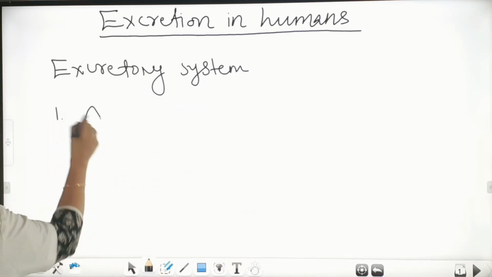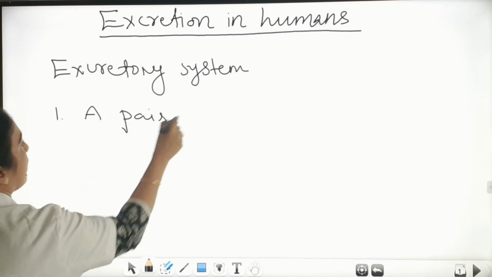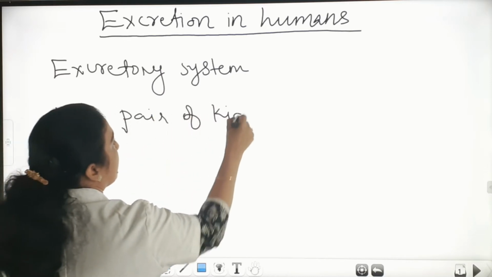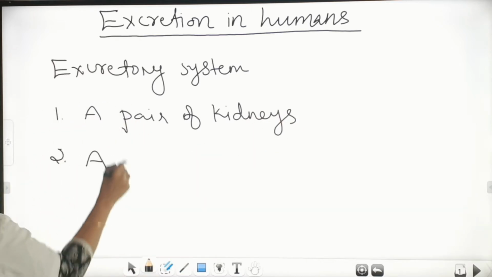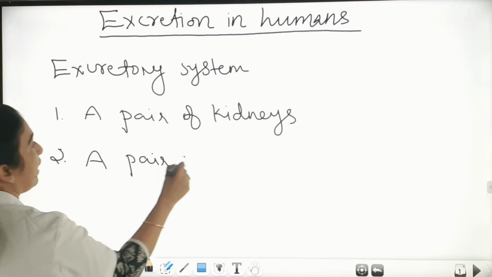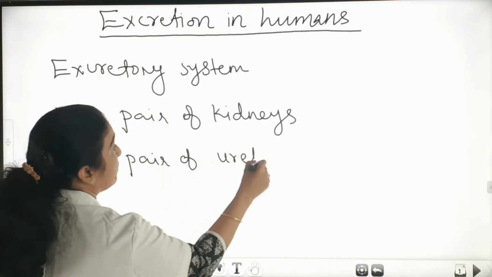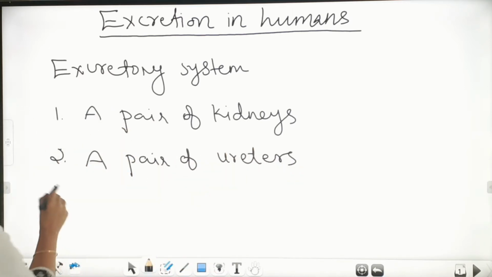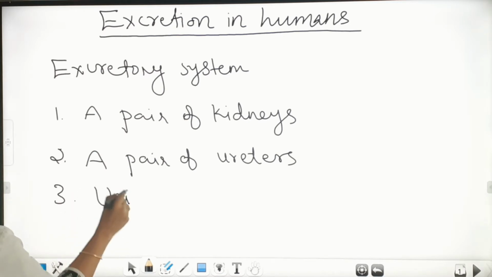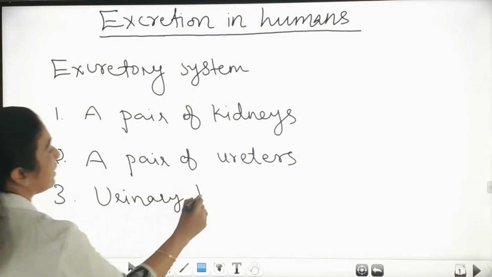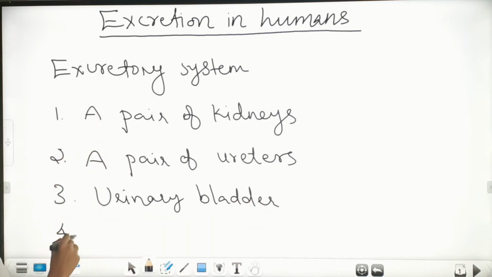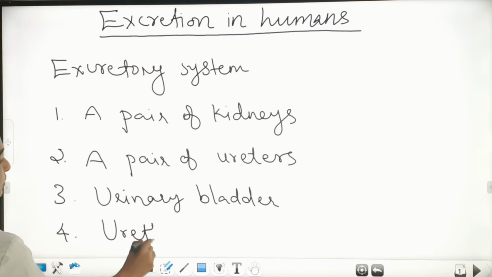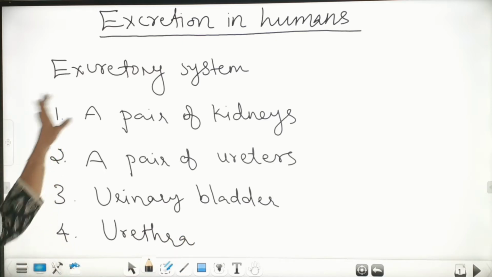First is a pair of kidneys. And a pair of ureters. And urinary bladder. Then the last one, urethra. So these are the organs involved in the excretory system of human beings.